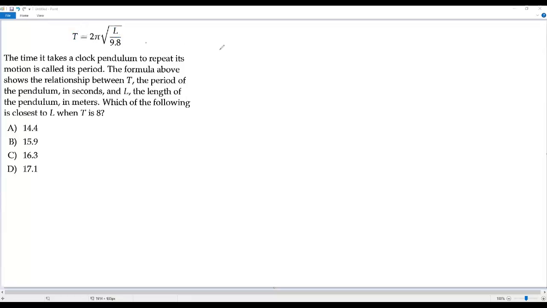So let's plug T equals 8 into this formula. Then I'm getting 8 equals 2π times the square root of L over 9.8. Now our aim is to solve for L. For that, we have to get rid of all the values around the variable L. First, let me get rid of this 2π, which is multiplied by the square root. For that, I have to divide both sides by 2π.